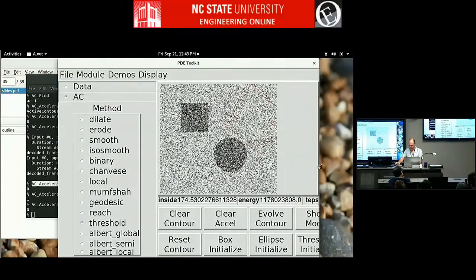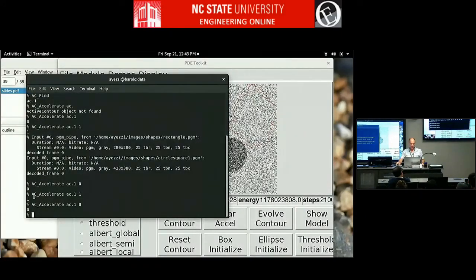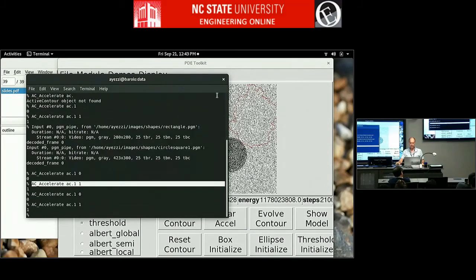Hamid might kill me for using that word stochastic, probably in a non-rigorous way, but that's enough to accelerate you out of it. So I'm going to turn on... I'm not going to change the contour now. All I'm going to do is turn acceleration back on. Okay.